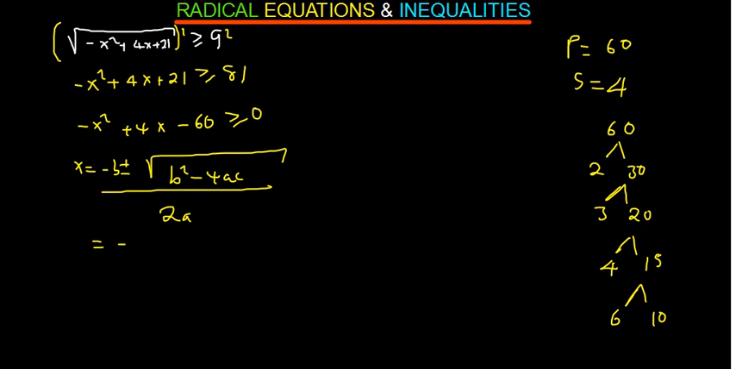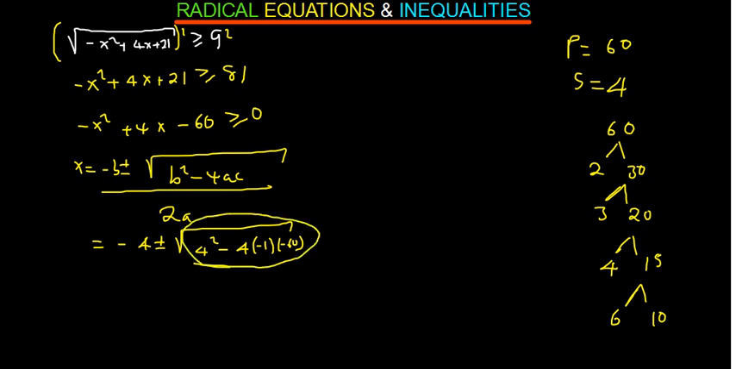So this will be negative b, which is 4, plus or minus the square root of b squared, 4 squared, minus 4a, where a is negative 1, and c is negative 60. So this one, the discriminant will give us a negative number, meaning that there are no solutions for the inequality. Because 4 squared is a positive 16, and then this negative times this negative gives you again a negative. So there will be no value. There will be no solution.